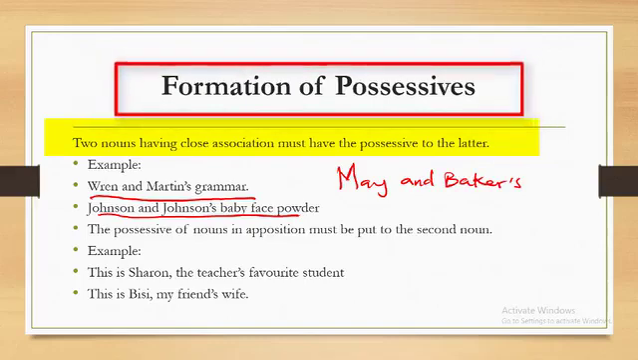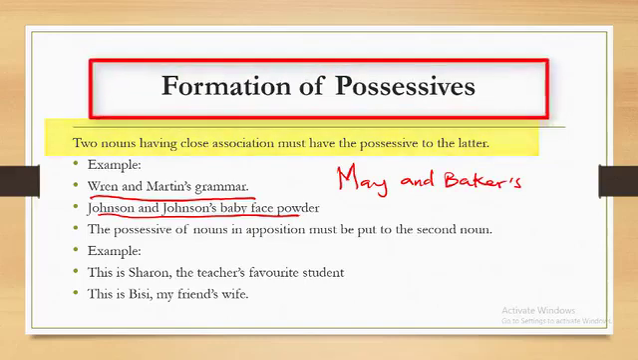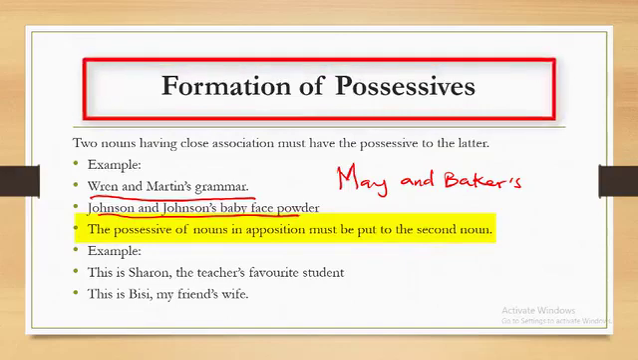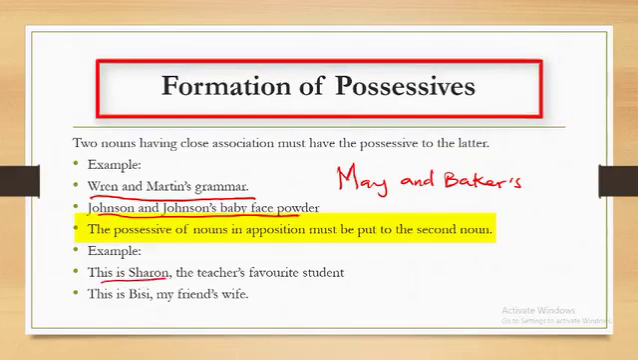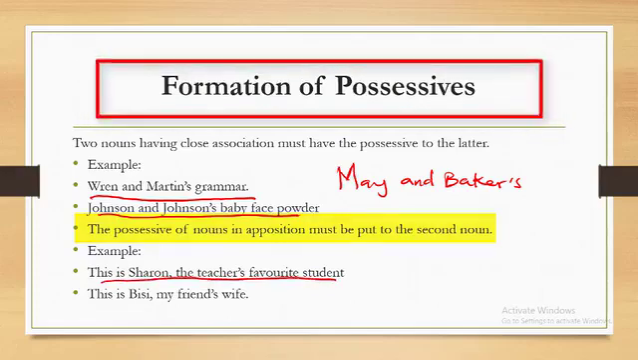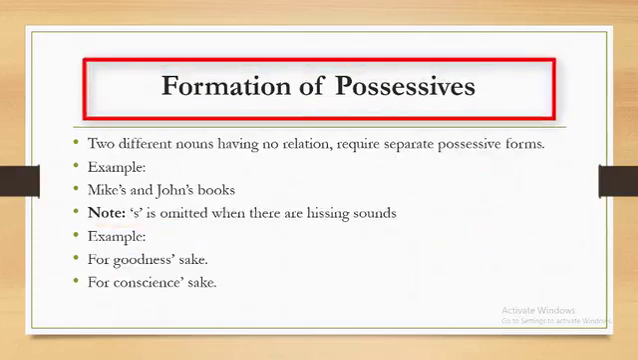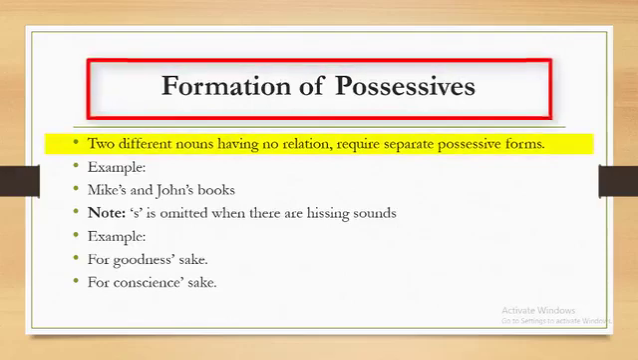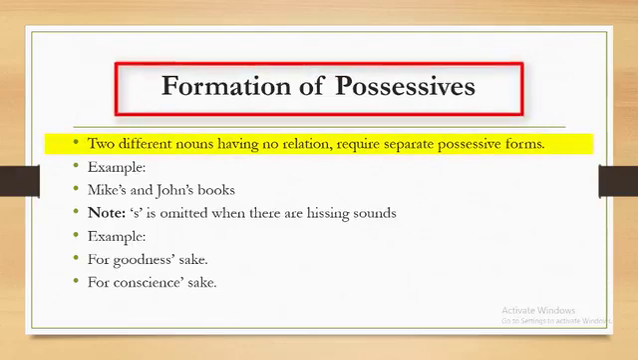All right, then we can have a situation where the possessive noun is in apposition. Okay, this is Sharon, the teacher's favorite student. This is Sharon, the teacher's favorite what? Student. Okay, so it's the apposition, teacher, that receives the possessive case. And we also have a situation where both of them would receive separate possessive forms.